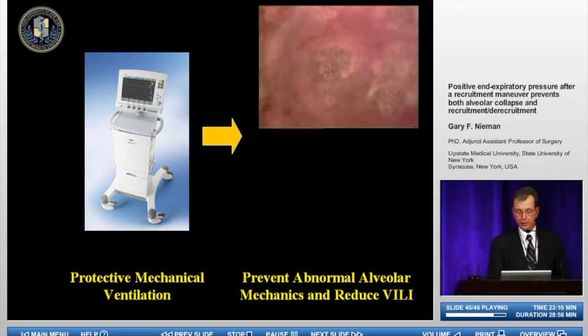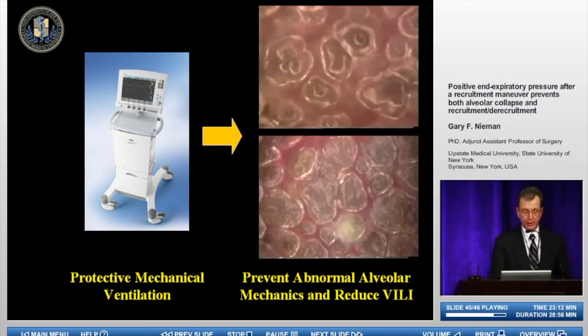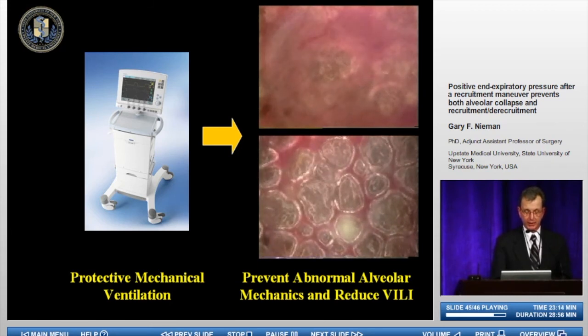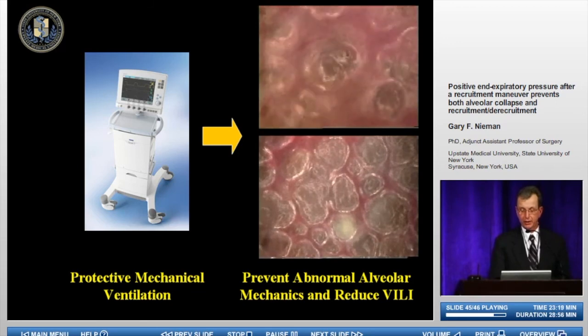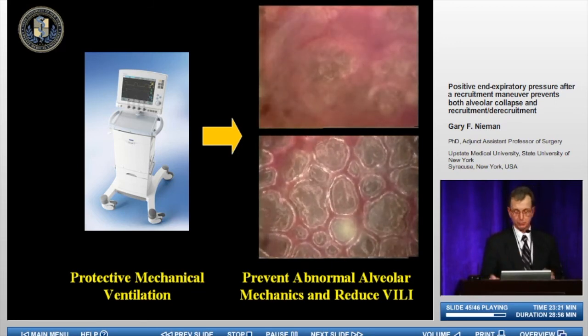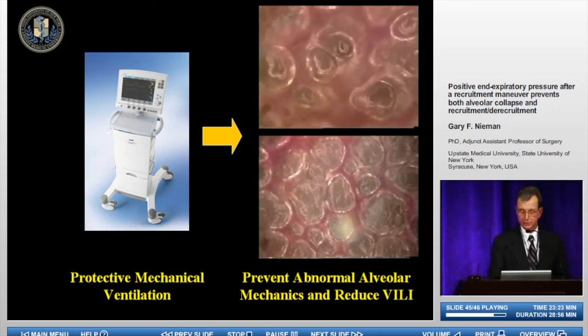And so our final goal is, by using protective mechanical ventilation, by adjusting the ventilator, we want to change the alveoli that are doing this with each breath to alveoli that are doing that with each breath, and hopefully reduce morbidity and mortality associated with ventilator-induced lung injury.